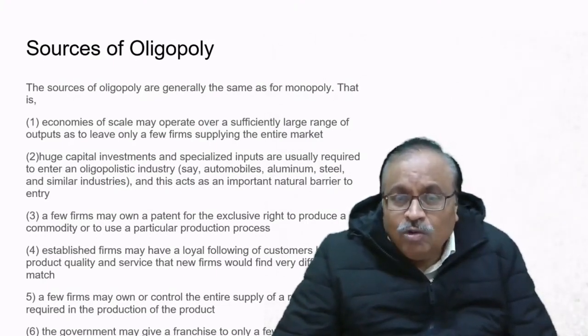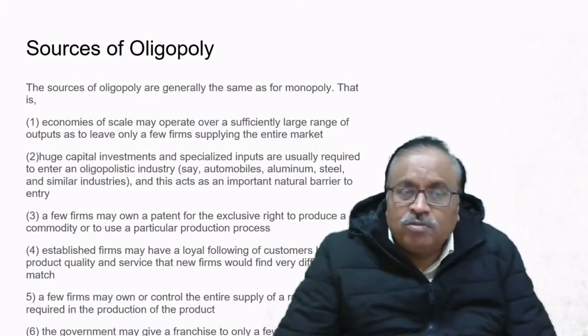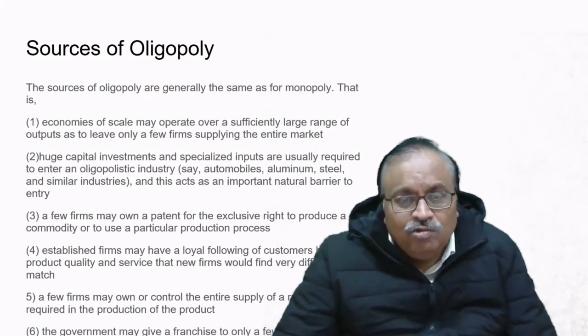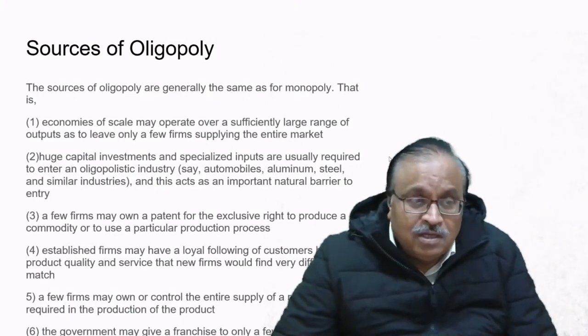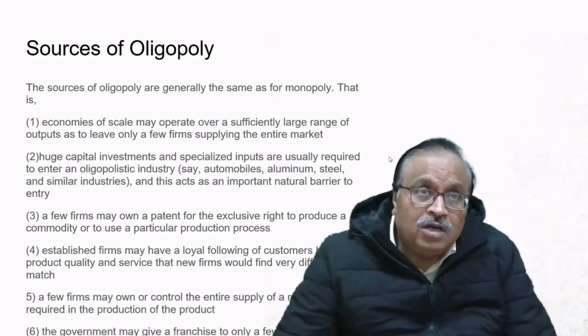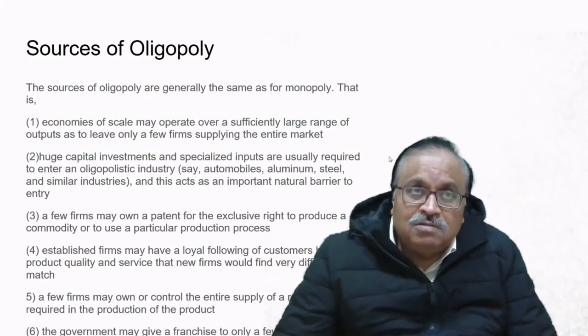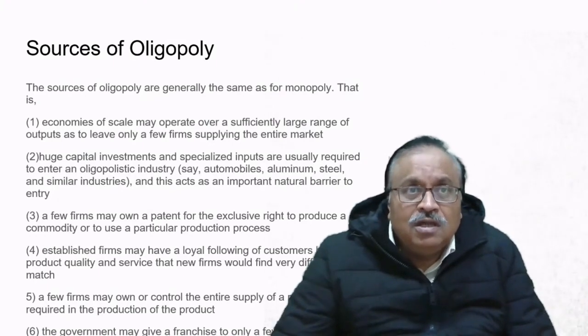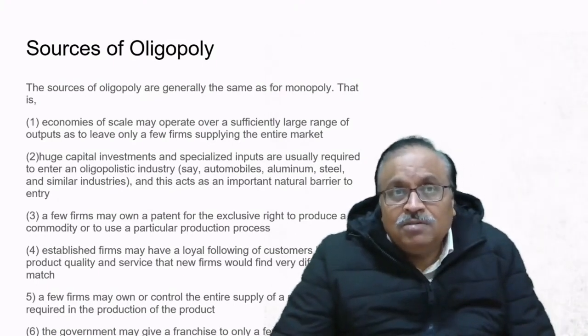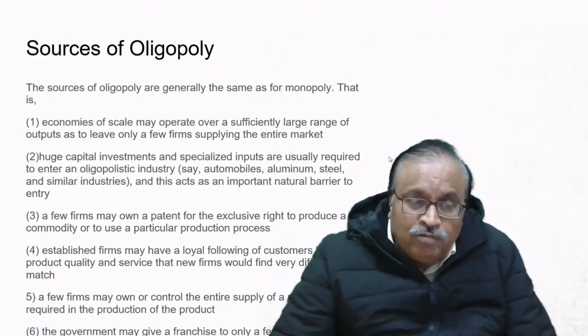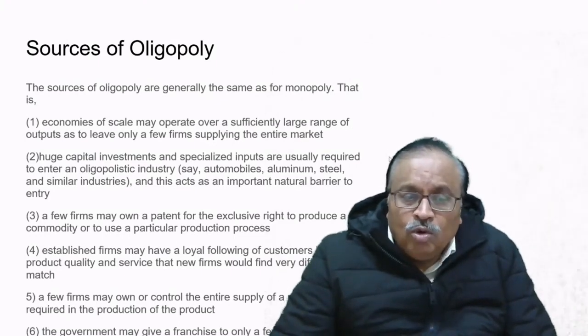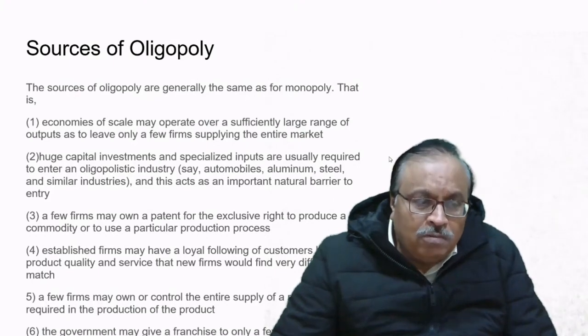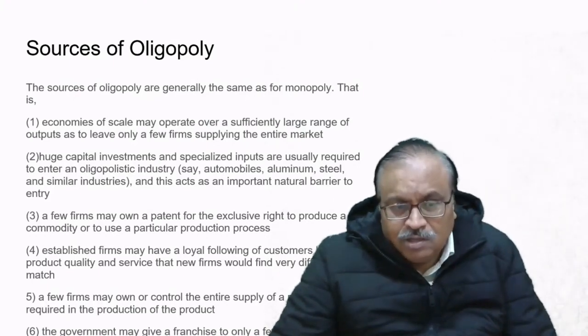Established firms may have a loyal following of customers based on product quality and service that new firms would find very difficult to match. This is what is basically happening for the Colgate toothpaste. By way of its becoming a part of the habit of generations, it has been widely accepted as the best product for a toothpaste. A few firms may own or control the entire supply of a raw material required in the product.